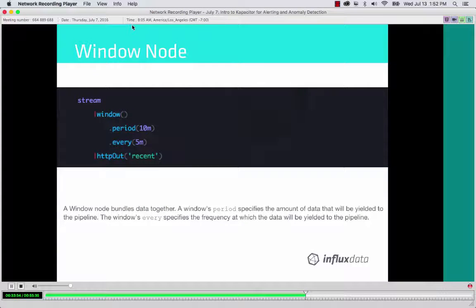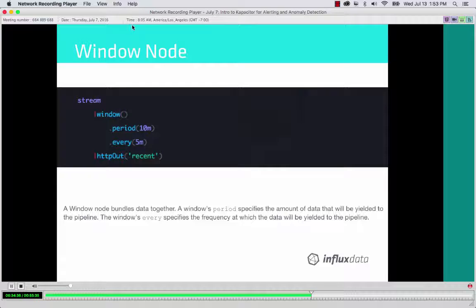The next thing that we have is a window node. A window node bundles data together. A window's period specifies the amount of time of data that will be yielded to the pipeline. A window's every specifies the frequency at which the data will be yielded. So if we look at the example above here, we have stream pipe window dot period 10 minutes dot every 5 minutes. So what this is saying is every 5 minutes, go back and give me a 10-minute window. We have a rolling 10-minute window that executes every 5 minutes.